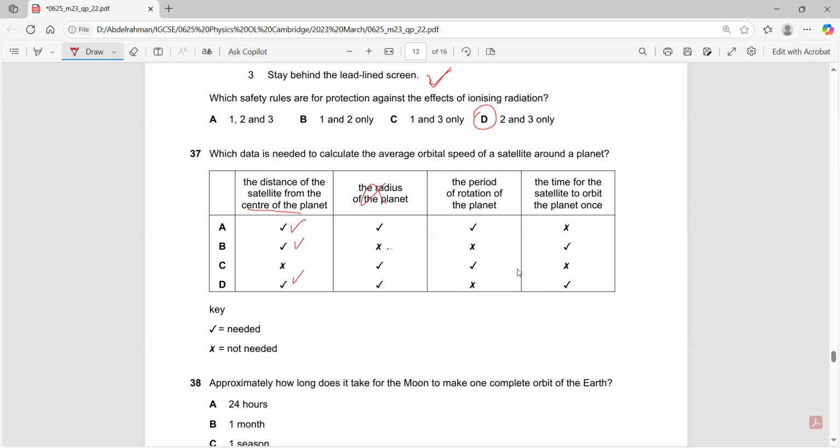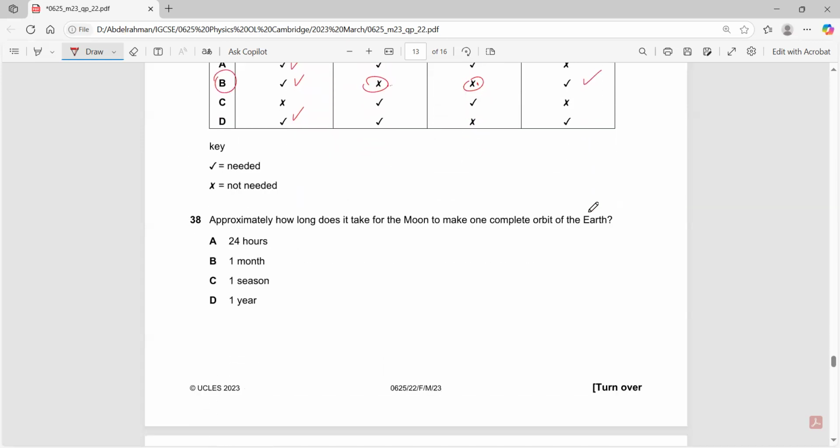Do I care about the period of rotation of the planet? No, I do not care about that. The time for the satellite to orbit once, yes, the orbital period, 2 pi r over capital T. This is the orbital period. So these are the things you actually care about. Approximately how long does it take for the moon to make one complete orbit of the Earth? It takes around 1 month.